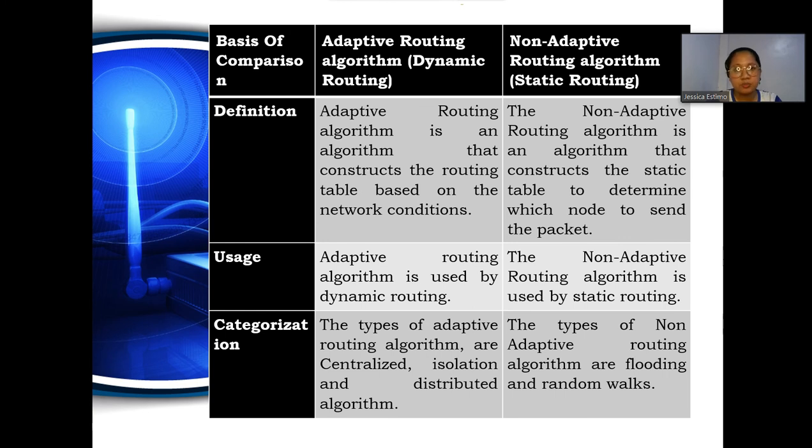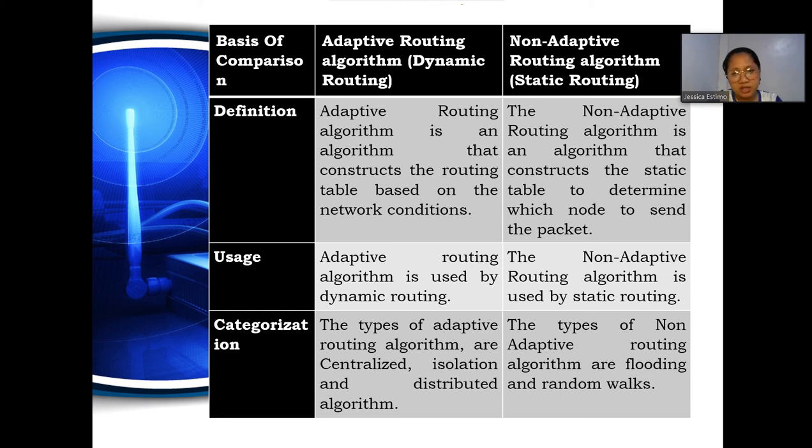So here is the comparison of adaptive routing and non-adaptive routing. Basis of comparison: definition. Adaptive routing algorithm is an algorithm that constructs the routing table based on the network condition, while on the other hand, non-adaptive routing algorithm, or what we call static routing, is an algorithm that constructs a static table to determine which node to send the packet to.